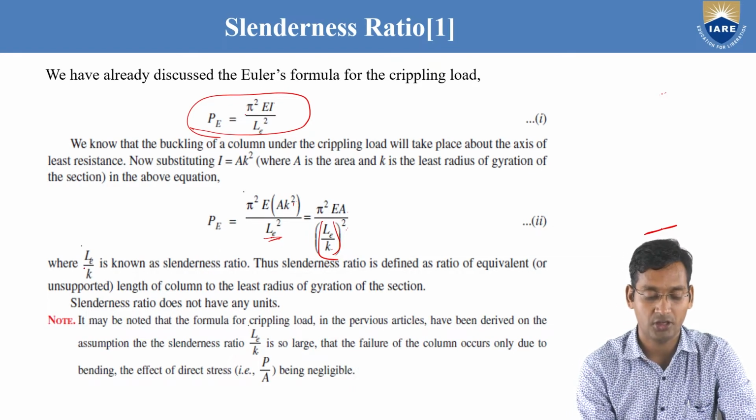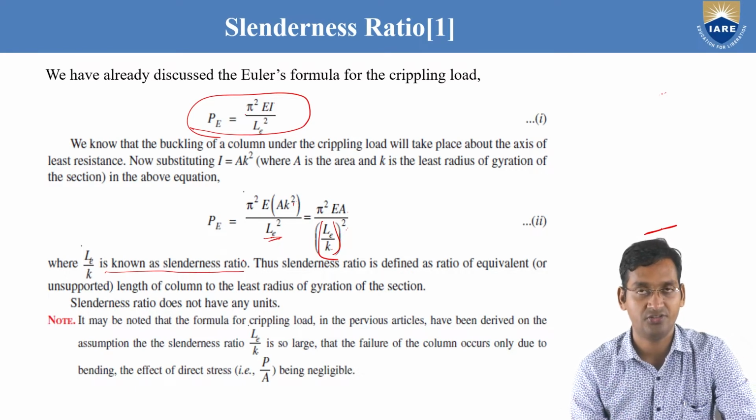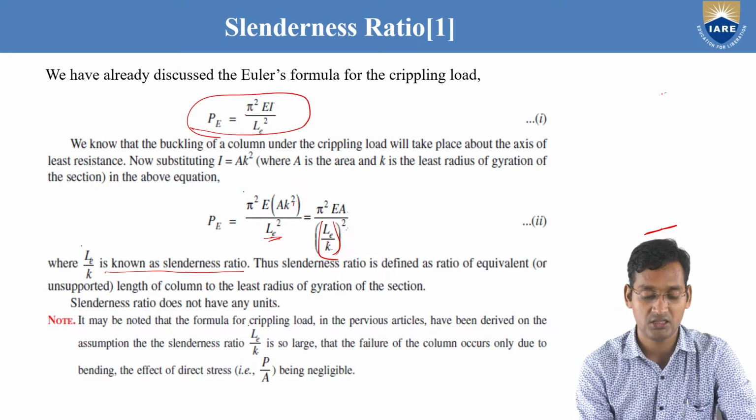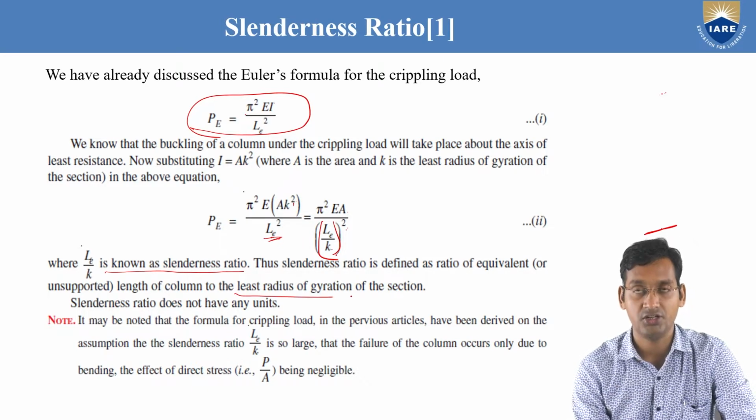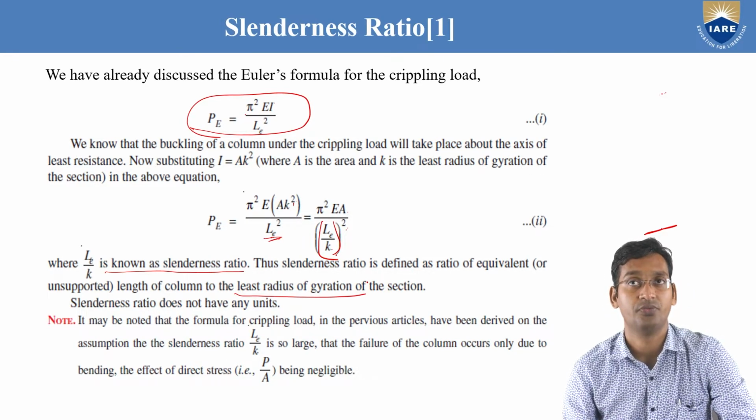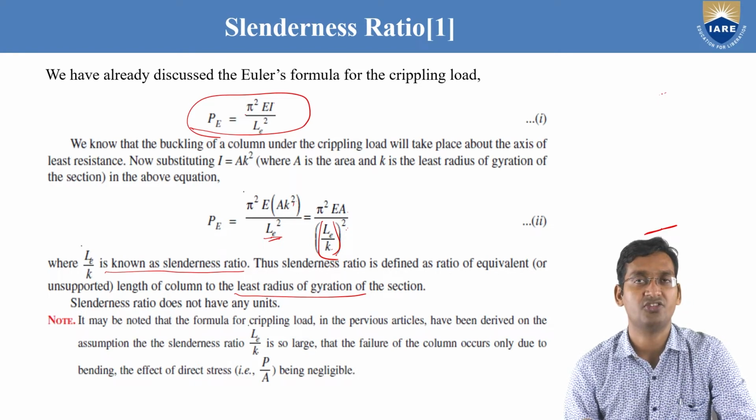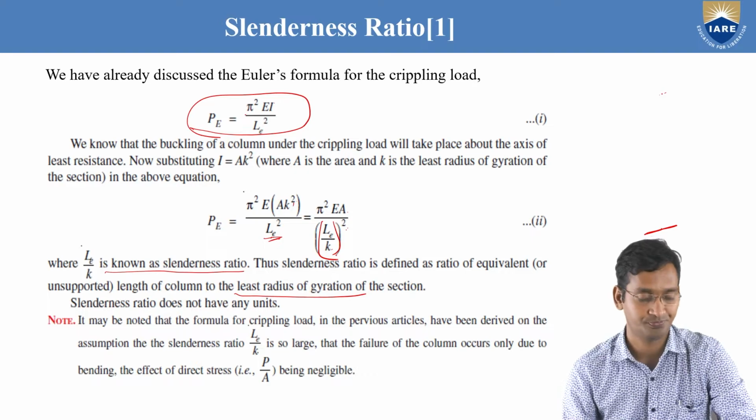Now just see how the slenderness ratio is defined, where LE by K is known as the slenderness ratio. The slenderness ratio is defined as the ratio of the equivalent or unsupported length, equivalent length, divided by the least radius of gyration of the section, right? So slenderness ratio is LE by K, that is equivalent length to least radius of gyration. Because both are lengths only, there is no unit, so slenderness ratio does not have any units.